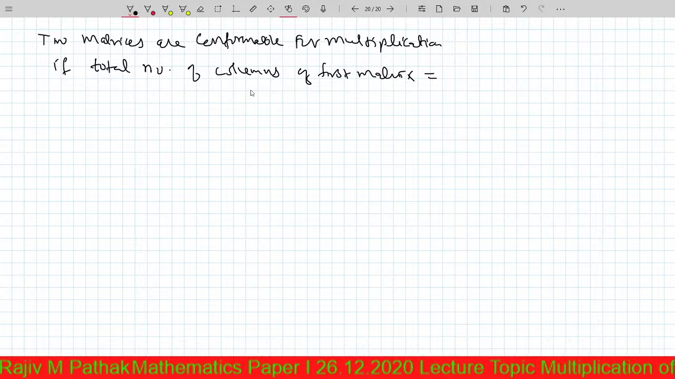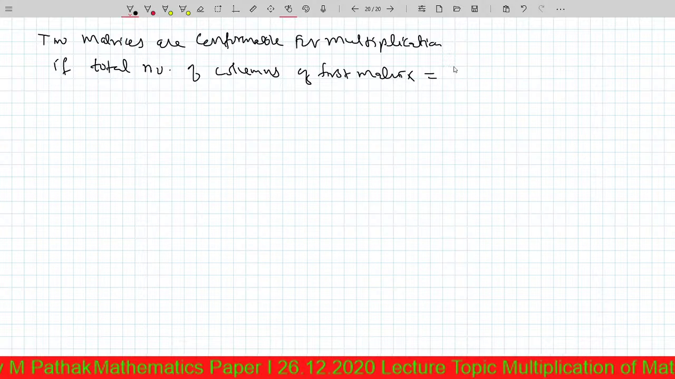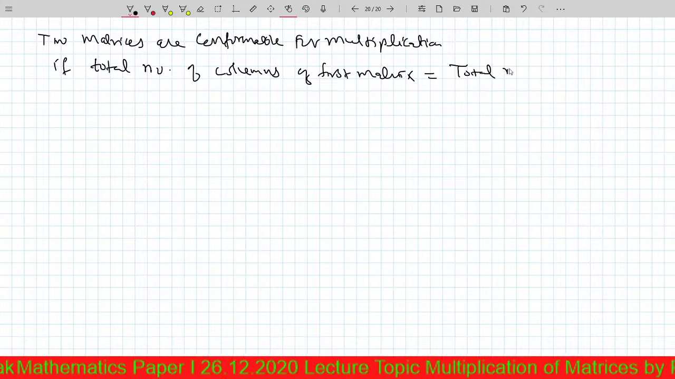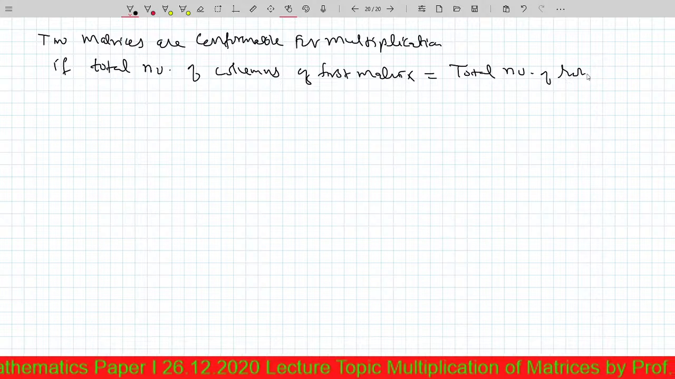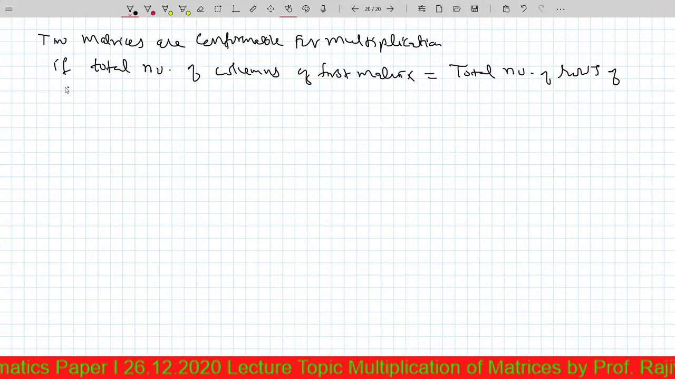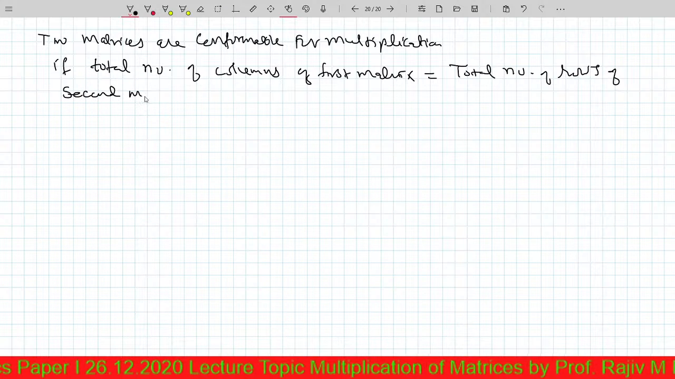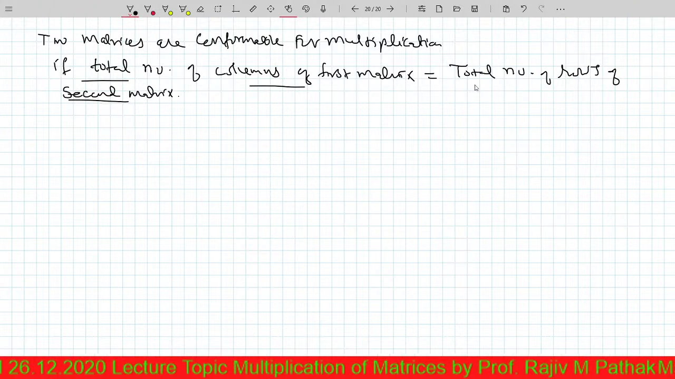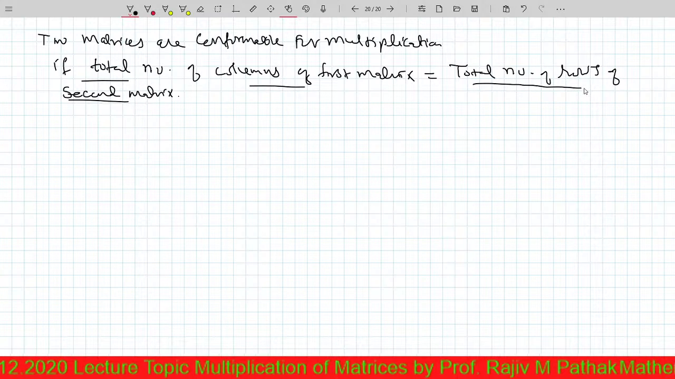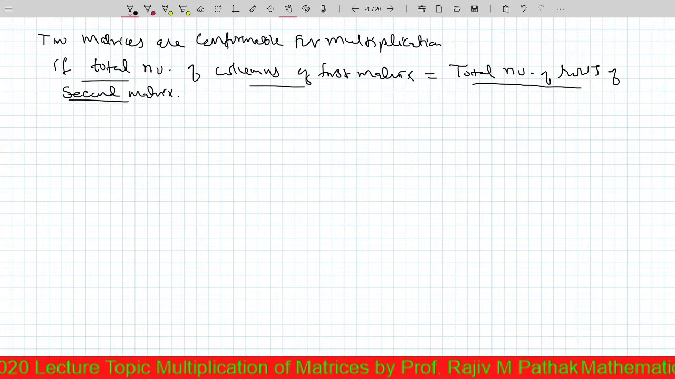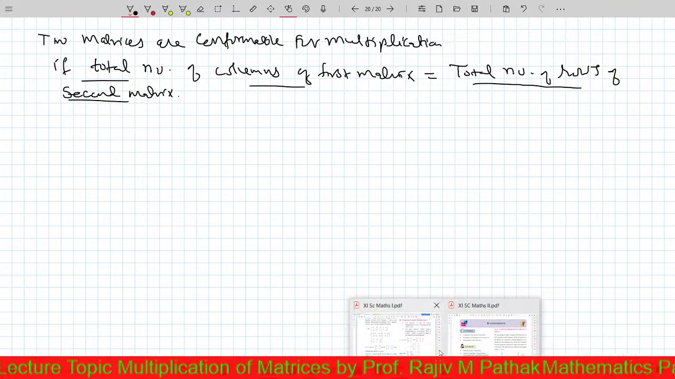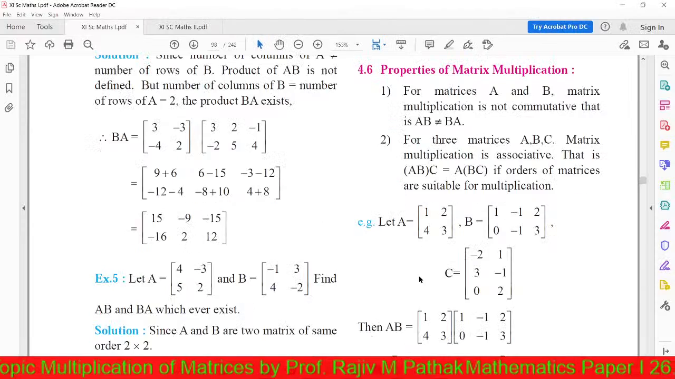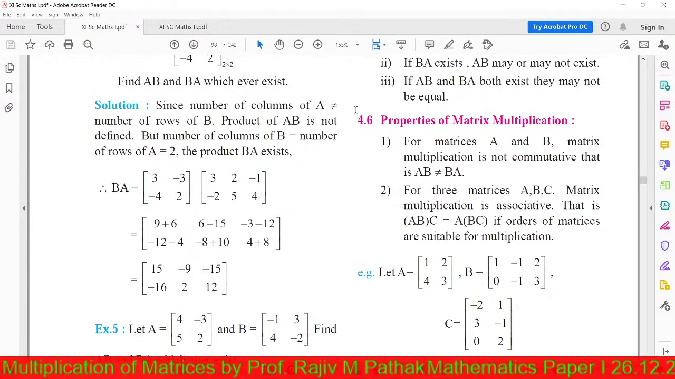Two matrices are conformable for multiplication if the total number of columns of the first matrix is equal to the total number of rows of the second matrix. So this is the condition we require when we have to perform matrix multiplication. We have done two examples also. Now today we have to see the properties of matrix multiplication.